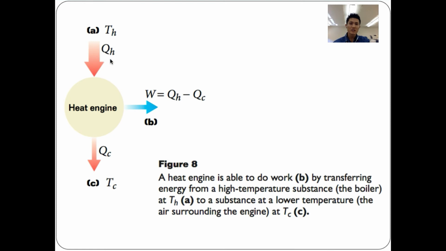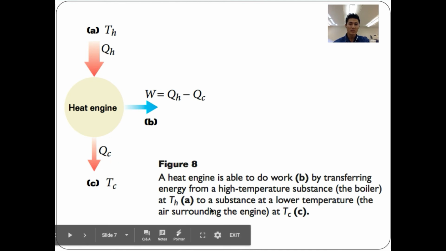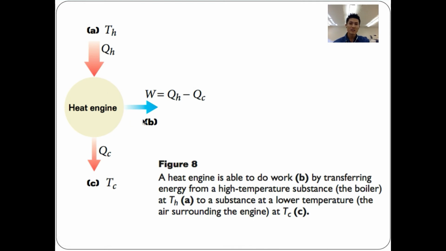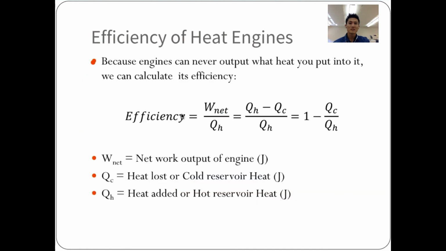There's some energy being transferred from what we call a hot reservoir, or QH, to a cold reservoir, which is usually the air around the engine or the walls of the engine. There's some energy that's transferred and lost by our engine. We can figure out the efficiency of an engine by using this little equation, where the net work from our system divided by the heat of the hot reservoir gives us the efficiency.